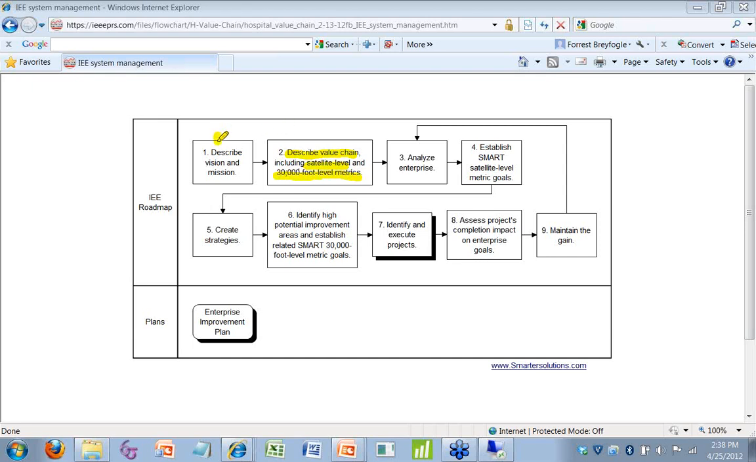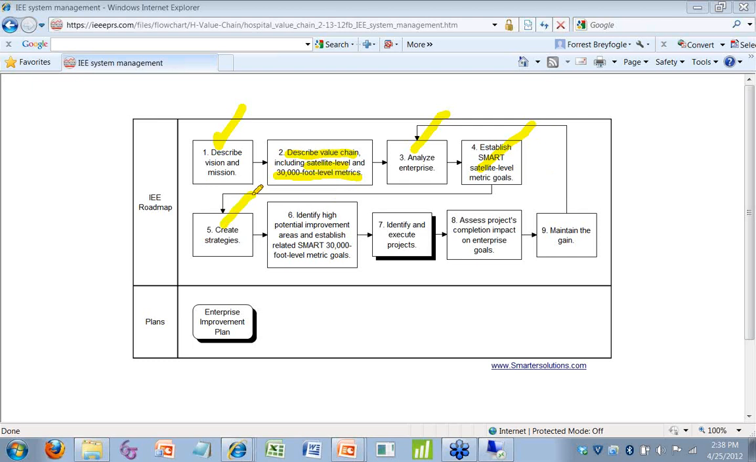Fundamentally, you start with your vision and mission. You describe what you do and how you measure what you do, which is basically what we've been doing. Then you want to analyze the overall situation, and that's kind of what we were doing through the value chain. Obviously, you would have more things that you might look at than just the value chain. Then we want to create SMART satellite level metric goals. Those are financials. How about if we decide that we want to just move up our monthly profit margins to what they were previously before that hospital moved into town? That could be our goal.